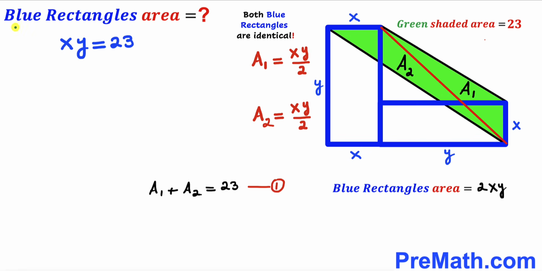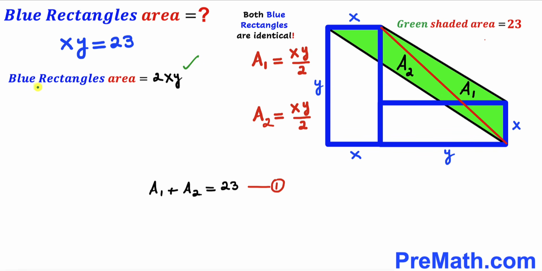And here's our final step. Now we are going to calculate the total area of both of these rectangles. Let's recall once again the total blue area for both of these rectangles is going to be 2 times xy. Here our x times y value is 23, and I'm going to substitute that value 23 over here. So let's go ahead and multiply out 2 times 23. That is going to give us 46 square units, the area of both of these blue rectangles.